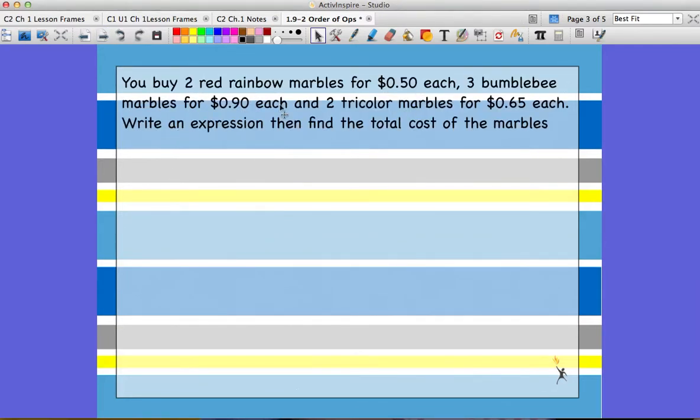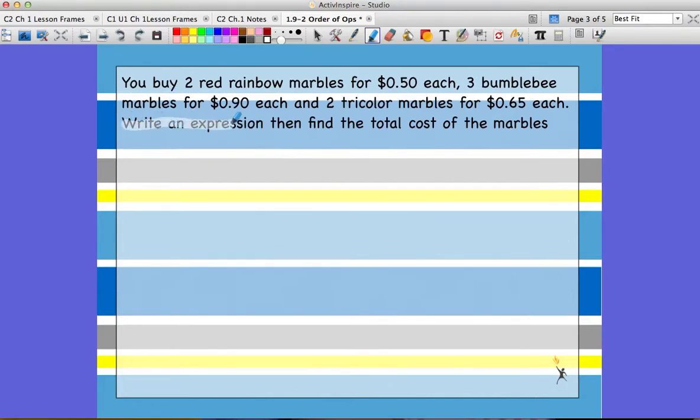Alright, so the first problem we're going to work with, don't forget your highlighter, is you buy 2 red rainbow marbles for 50 cents each, 3 bumblebee marbles for 90 cents each, and 2 tricolor marbles for 65 cents each. Write an expression, then find the total cost of the marbles.